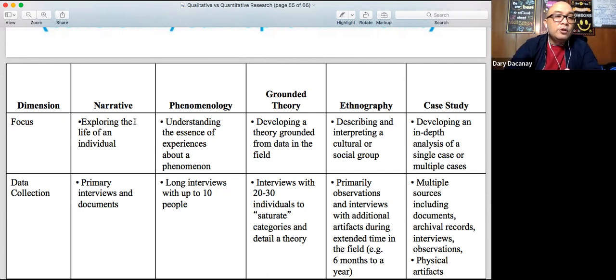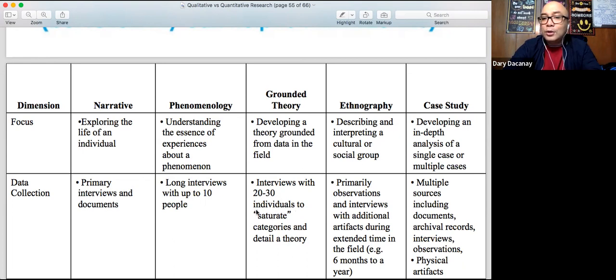So if your focus is narrative, you explore the life of an individual. Phenomenology is understanding the essence of experiences about a phenomenon. Grounded theory is developing a theory grounded in data from the field. Ethnography is describing and interpreting a cultural or social group. A case study is developing an in-depth analysis of a single case, meaning one organization, or a multiple case study, meaning several of them. In data collection, narrative uses interviews and documents, phenomenology uses long interviews with up to 10 people, and grounded theory uses interviews with 20 or 30 individuals, until saturation of categories and a detailed theory.